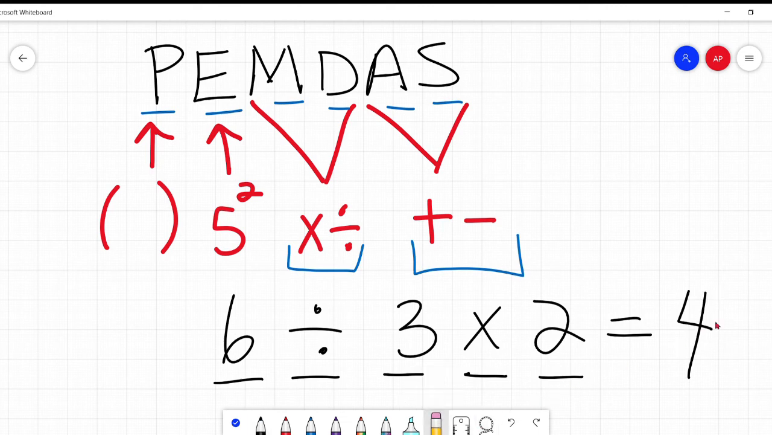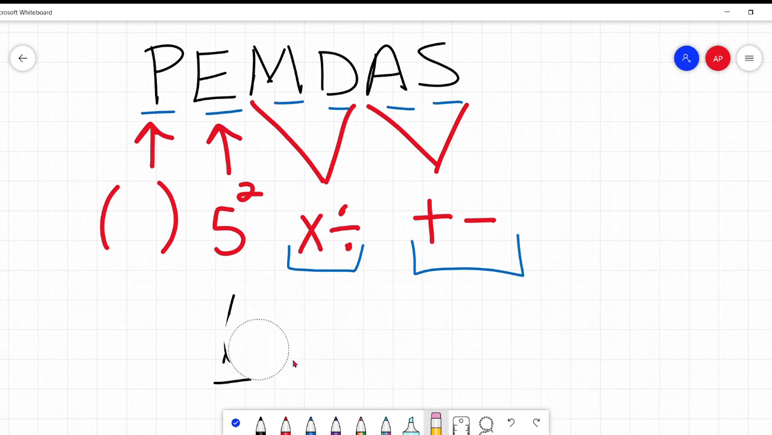Okay, so that's an important thing to remember. And the same with addition and subtraction. We want to go left to right. Left to right.